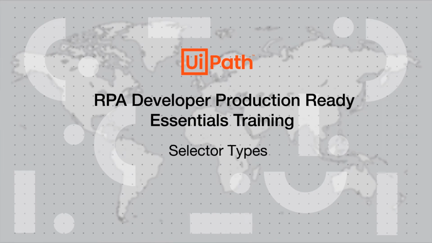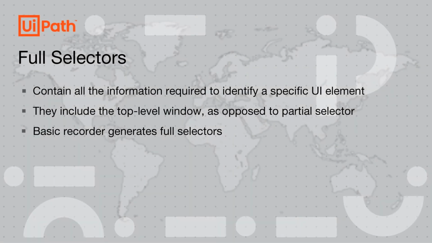Now that we've worked a bit with selectors, we can move on in our learning journey to selector types. More specifically, we'll focus on the distinction between full and partial selectors. Full selectors contain all the information required to identify a specific UI element. They also include the top-level window, as opposed to partial selectors, as we'll see later on.